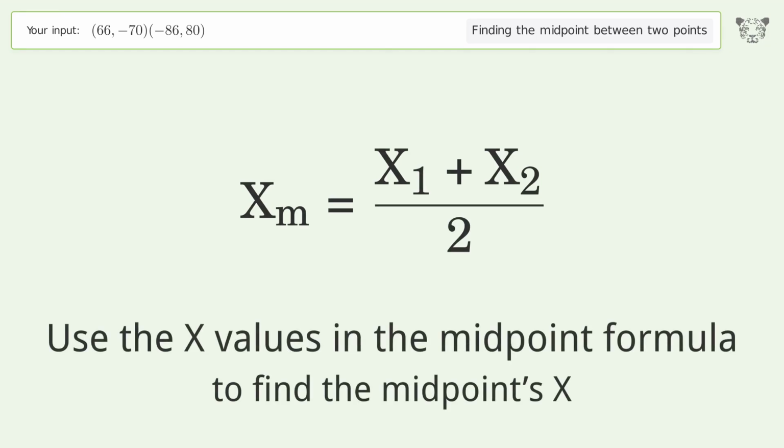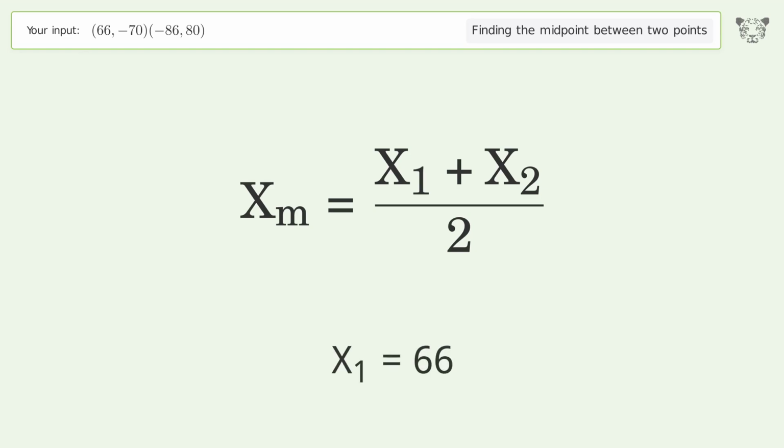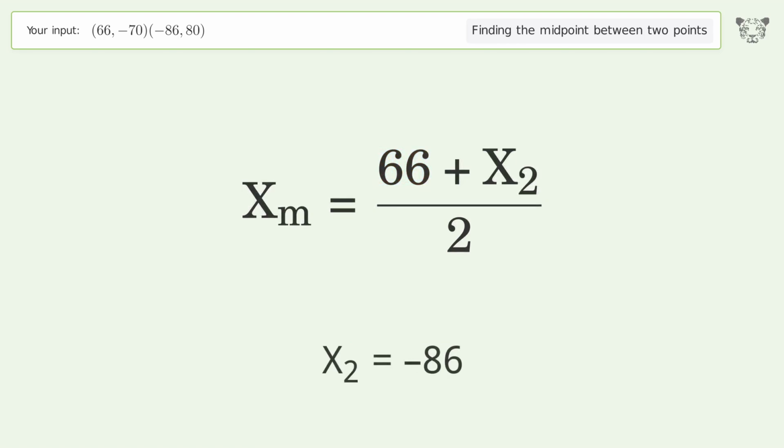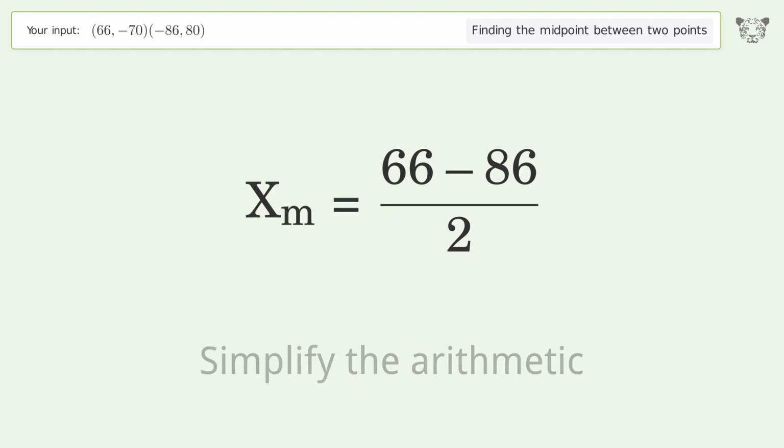Use the x values in the midpoint formula to find the midpoint's x. x1 equals 66. x2 equals -86. Simplify the arithmetic.